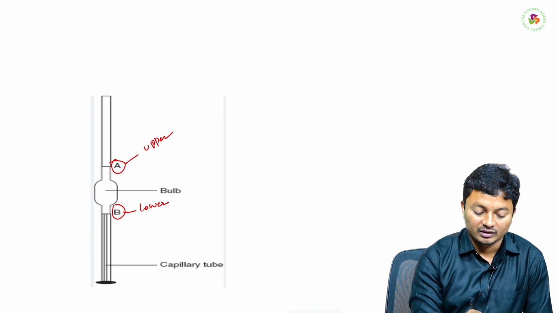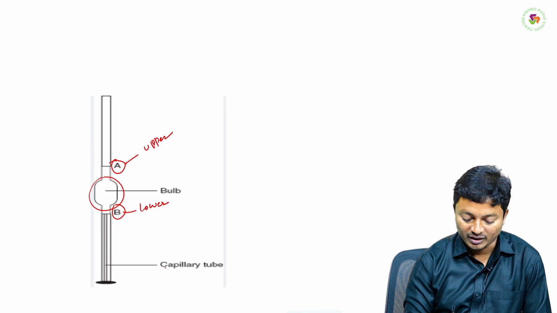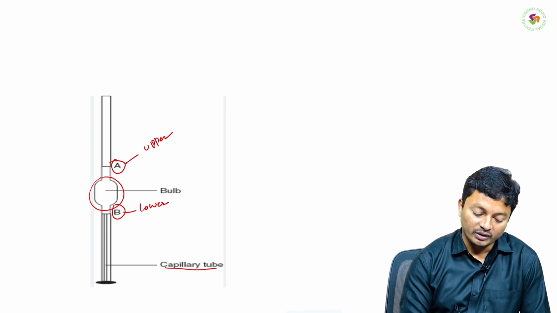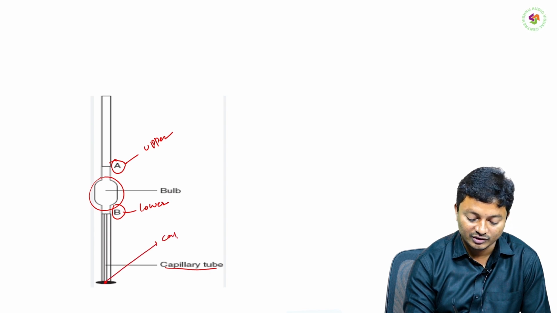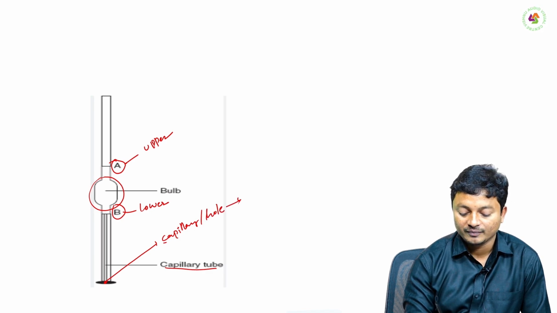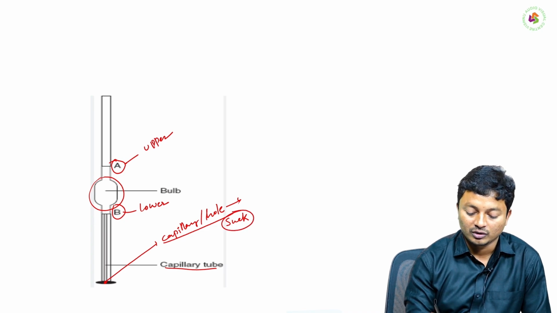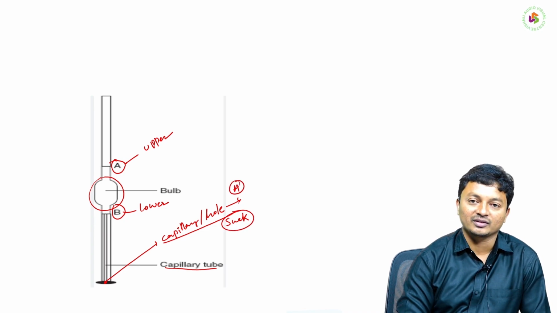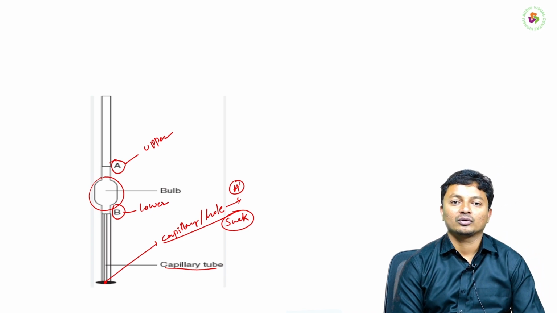Here we have a bulb. This area is a bulb, and we will be having a capillary tube. At the base of this capillary tube we have a small capillary hole. By this we can suck the sample up to mark A. This is the principle involved in the stalagmometer.